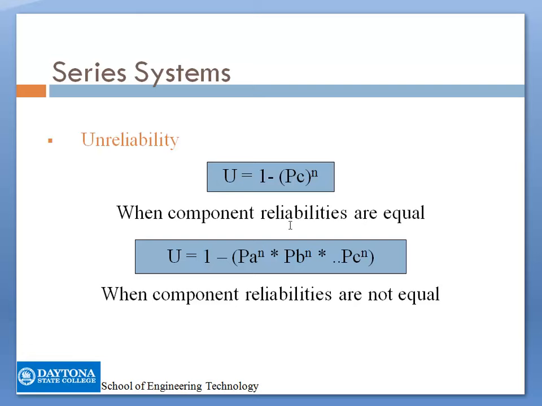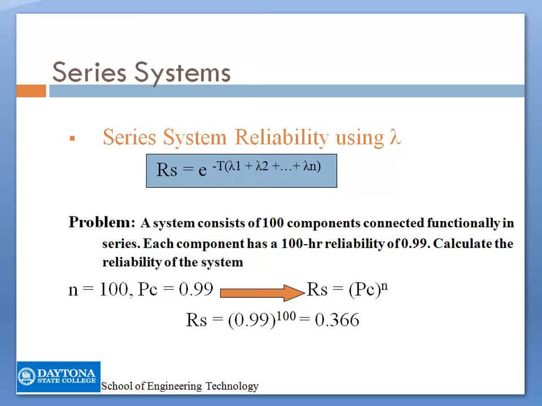That is for components when the components' reliabilities are equal, and if they're not equal, you just have to subtract the multiplication of them from 1. That is when you have the reliability of each component value. So this is a variable that you will know.